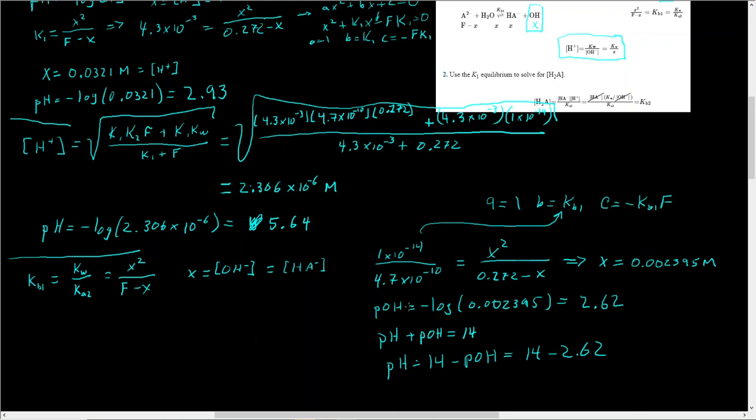And I get a nice basic pH of 11.38. That's what we were expecting because this is the basic form of the tryptophan. And so that should be our last pH. And that's how we work problem number 4.